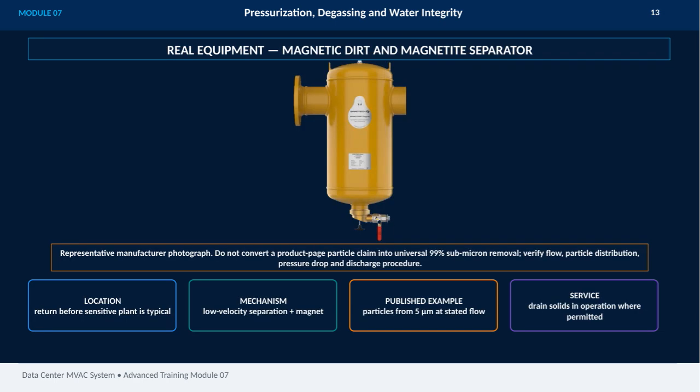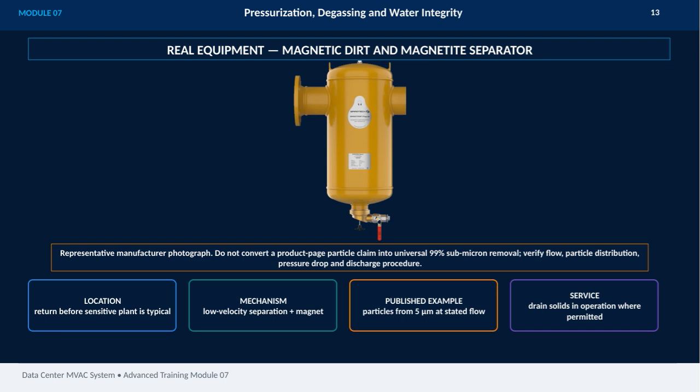This module focuses on pressurization, degassing, and water integrity in data center MVAC systems. Here, we're looking at a real piece of equipment, the magnetic dirt and magnetite separator. Typically, this device is located before sensitive plant equipment to protect it effectively. It works through a combination of low-velocity separation and magnetic attraction to remove particles. As an example, it can capture particles as small as 5 microns at the specified flow rates.